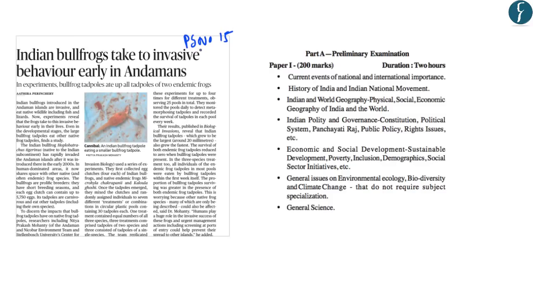Now, this article on page number 15 talks about a frog which has invasive behavior, which means that it is dangerous to the other species or biodiversity of that area. So this shall form a part of the preliminary examination syllabus under the topic issues related to biodiversity. And you might know that in the year 2018, there was a question related to another invasive plant species which was known as Prosopis juliflora.